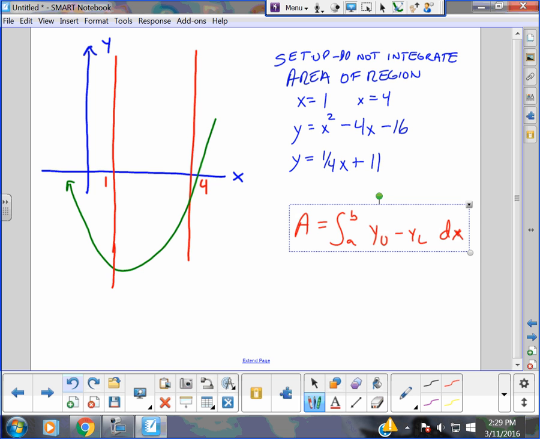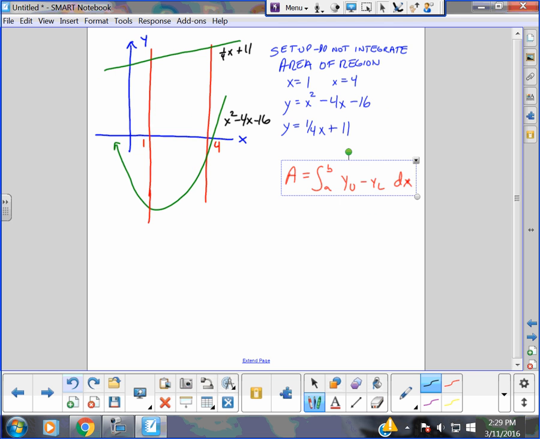And when I look at the next line, 1/4 x plus 11, we realize that's a line that's shallow, but way up there. So all you need to know to set this up is which is the upper curve and which is the lower curve. Obviously, 1/4 x plus 11 is the upper curve, and x squared minus 4x minus 16 is the lower. So then to set up the area of the region, we simply set up our integral from 1 to 4.